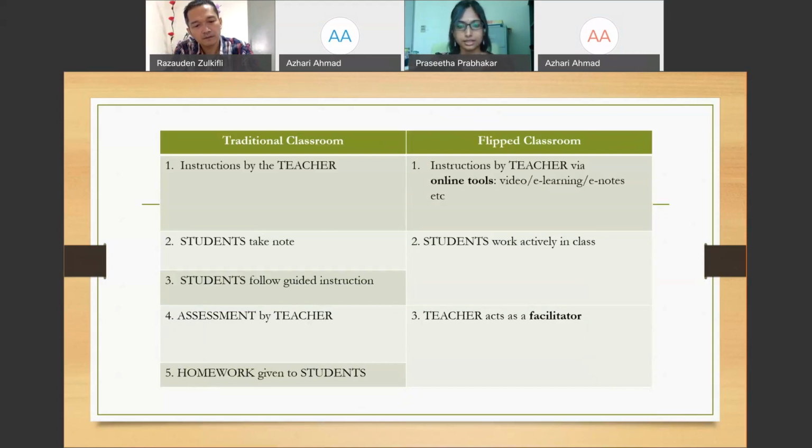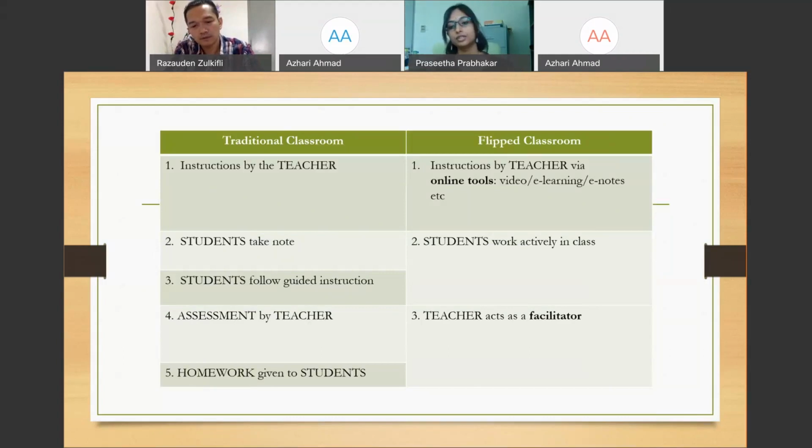Okay, so this is the difference between traditional classroom and flipped classroom. Traditional classroom is where everything is done mostly by the teacher. He or she instructs, and students just take notes, listen, and follow the instructions, and then the teacher gives the assessment, and they get homework after the class. So nothing is done prior to the class.